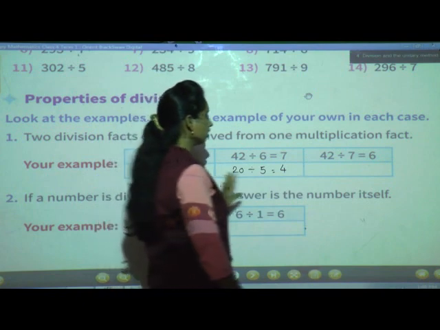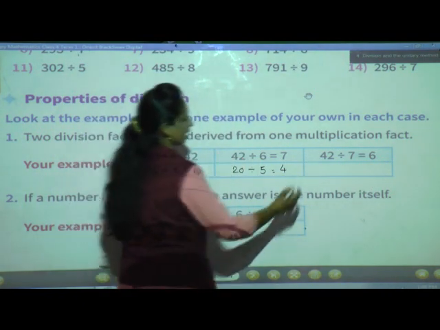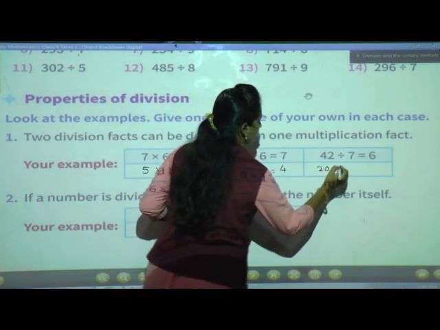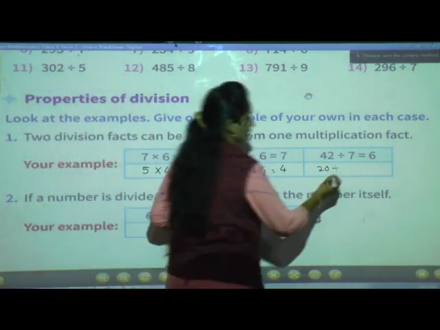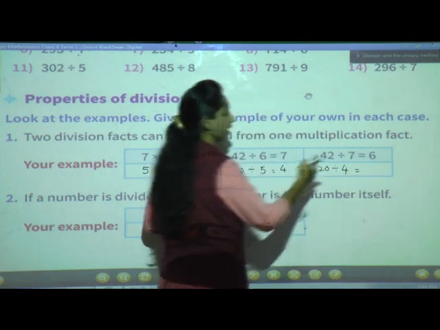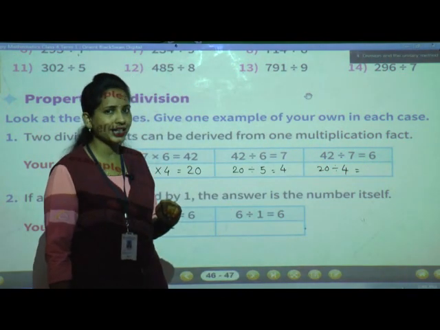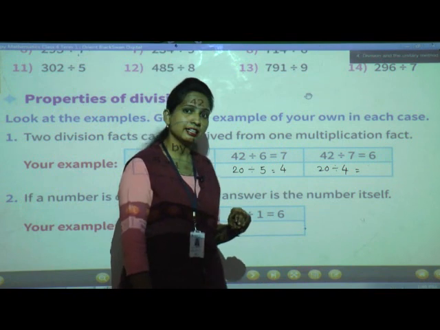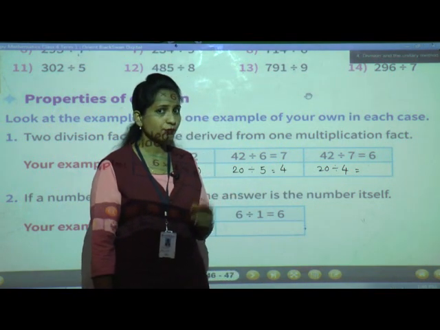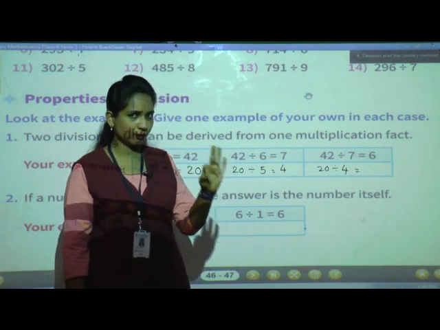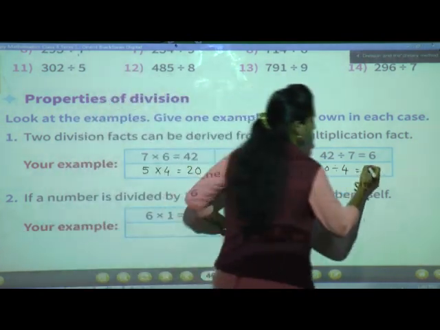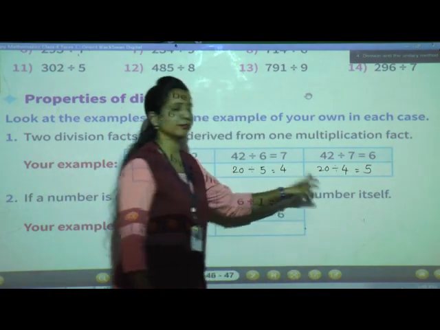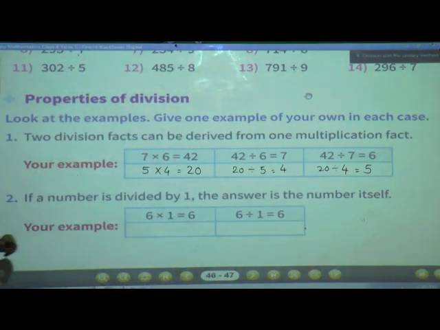Now another one. Again I take the same answer 20. Now I have divided by 5, so now I will go with 4. Now see, 20 divided by 4. In the 4 table, is 20 there? Yes. 4 ones are 4, 4 twos are 8, 4 threes are 12, 4 fours are 16, 4 fives are 20. See, this is the division fact. Got it? I think it is clear.